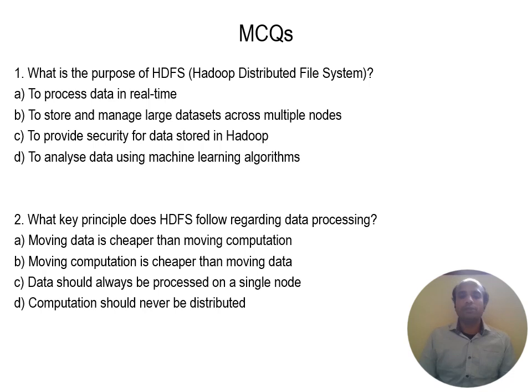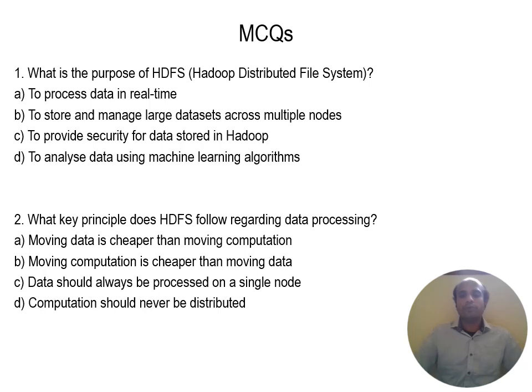What key principle does Hadoop distributed file system follow regarding data processing? So the options are: moving data is cheaper than moving computation. Moving computation is cheaper than moving data. Data should always be processed on a single node. Computation should never be distributed.